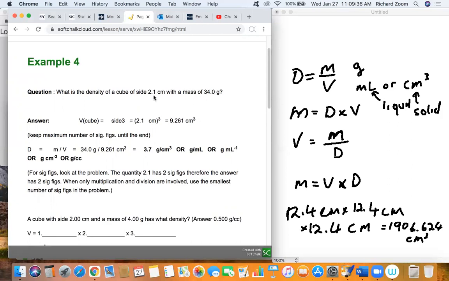So 2.1 centimeters, that means 2.1 times 2.1 times 2.1, and we figured this out to be 9.261 cubic centimeters. That's what it comes out to in your calculator. We keep all those significant figures, and then at the very end we cut it down to 2 significant figures, which is what we've done here. Does anybody have any questions? Now this is all because it's all multiplication and division.